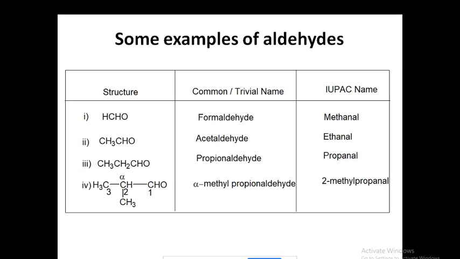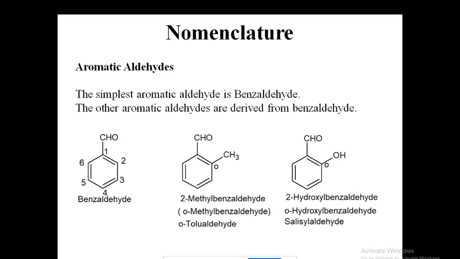Okay, so we have taken some examples. I think you'll get the idea about how to give the names. Still, there are some other examples, the aromatic aldehydes now. The simplest aromatic aldehyde is benzaldehyde. So this is the parent in the aromatic aldehydes. Simple. So the benzene ring is attached to the aldehyde group. So this is known as benzaldehyde.